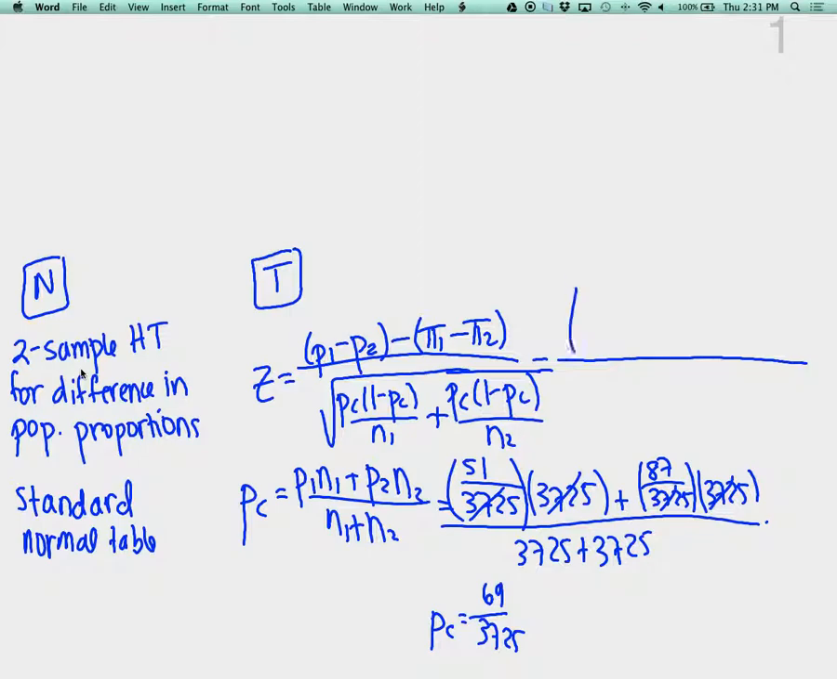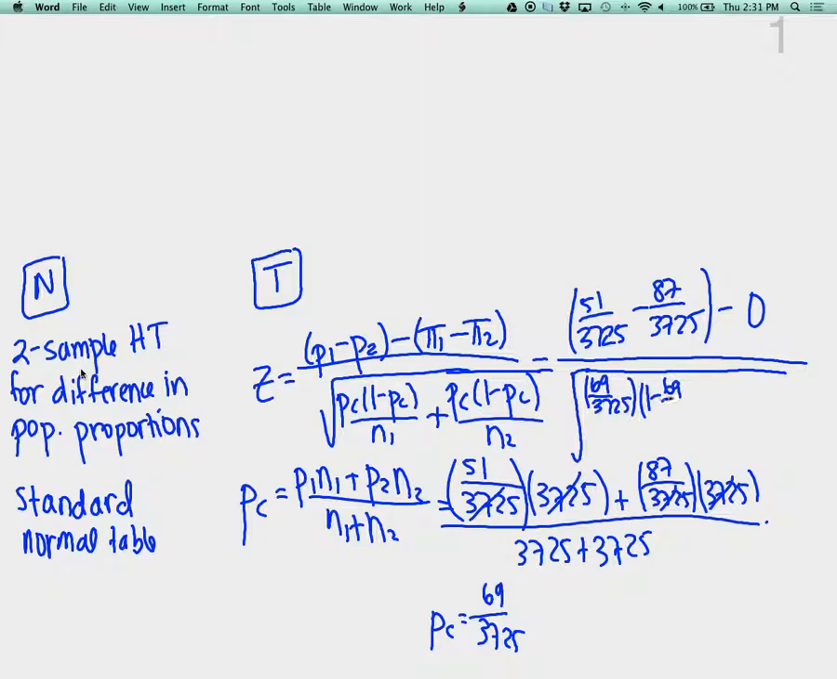P1 was 51 out of 3725 minus 87 out of 3725 minus 0, because that was in your null. Then in this denominator, you have 69 out of 3725 times 1 minus 69 out of 3725, all over 3725, plus the same thing over again.